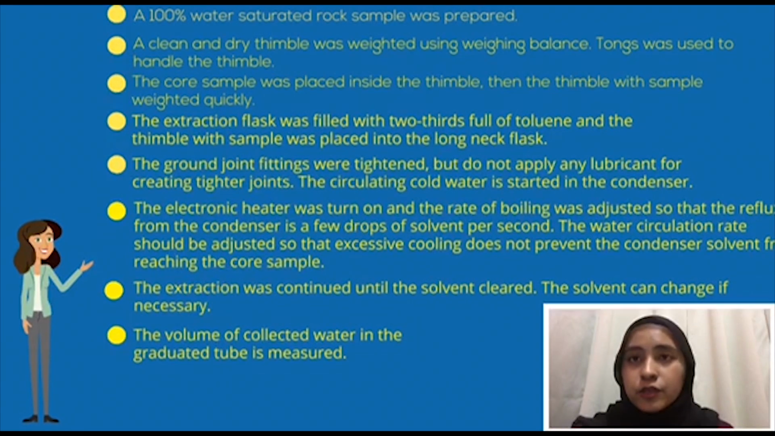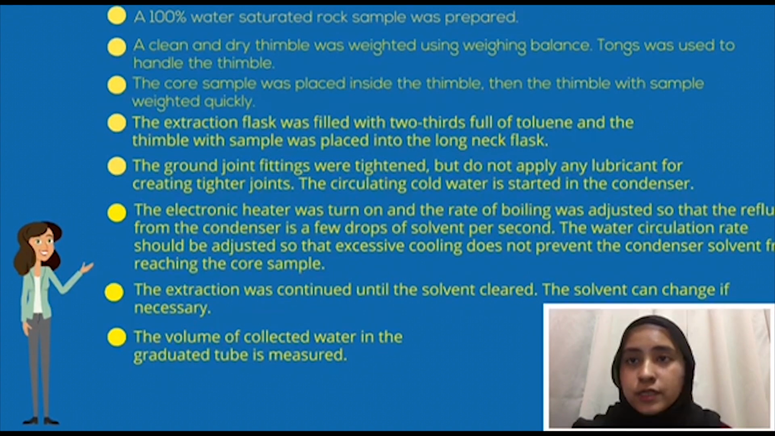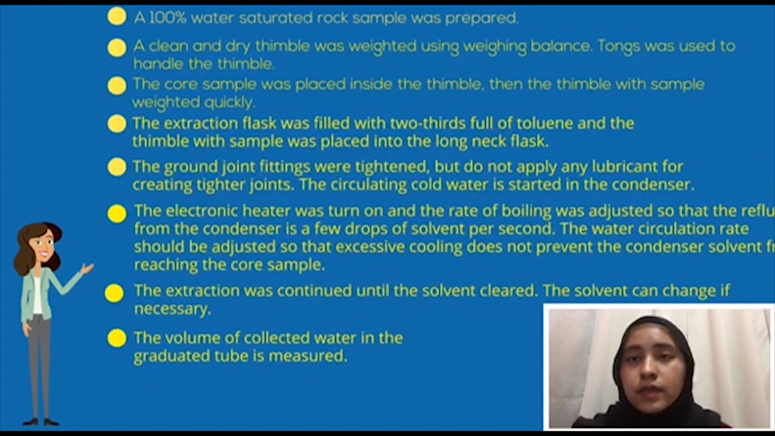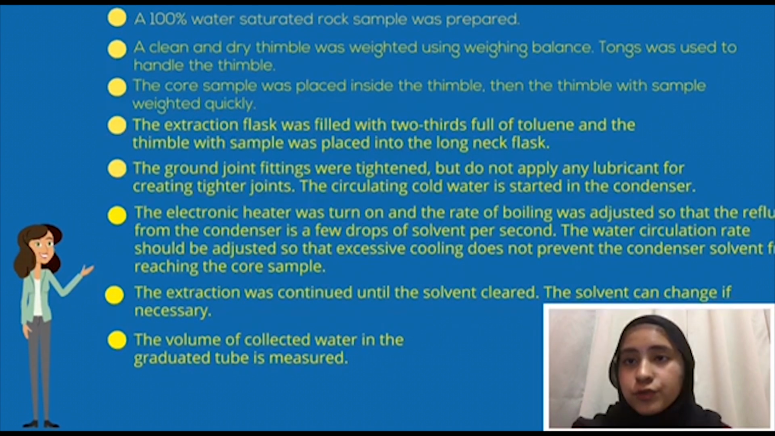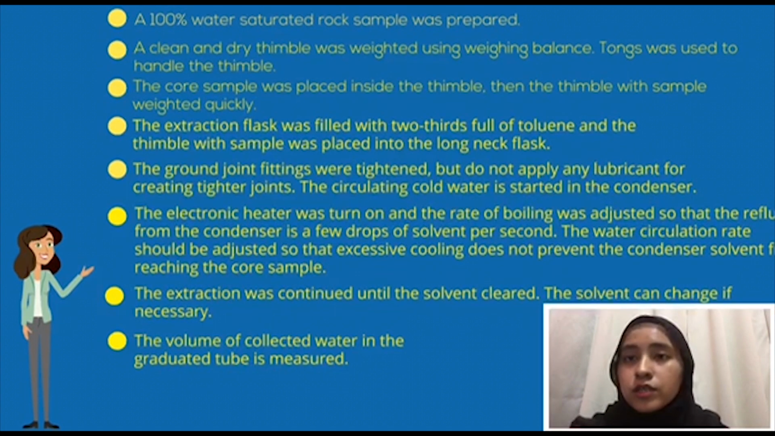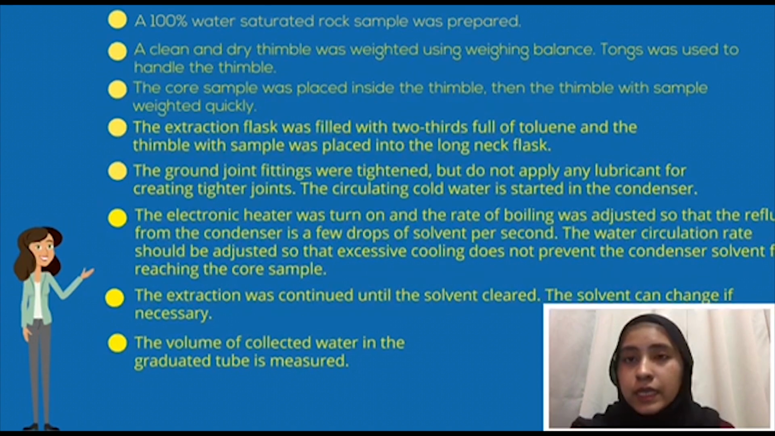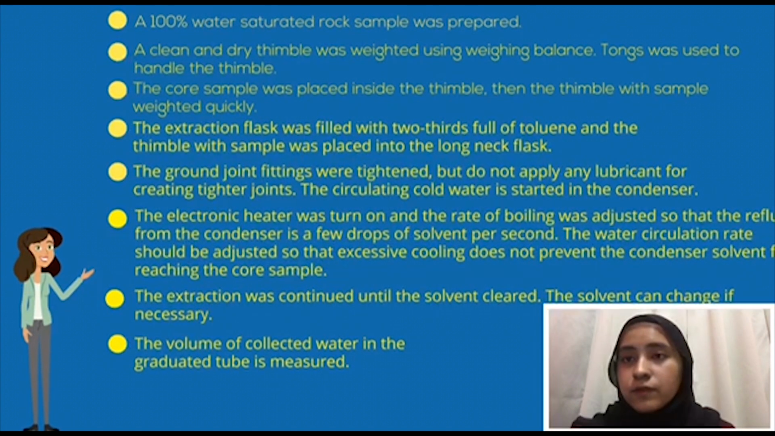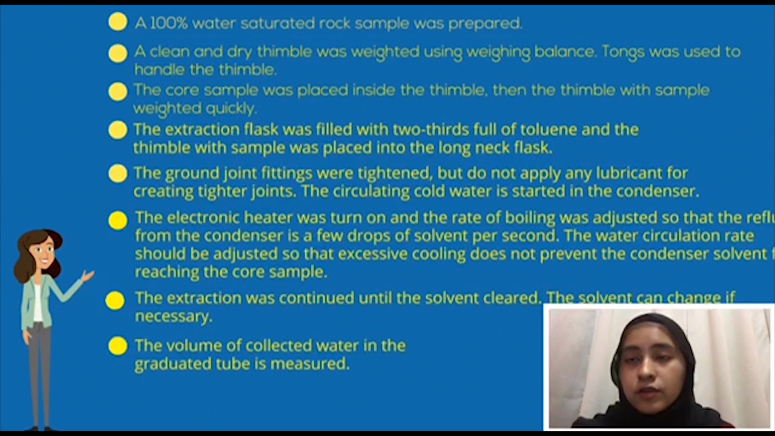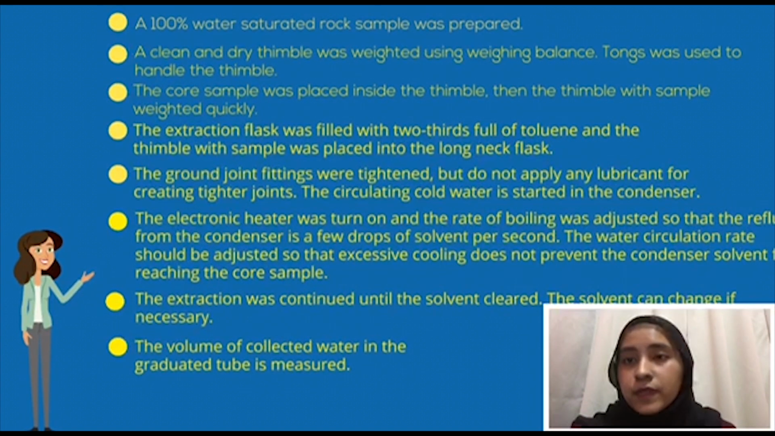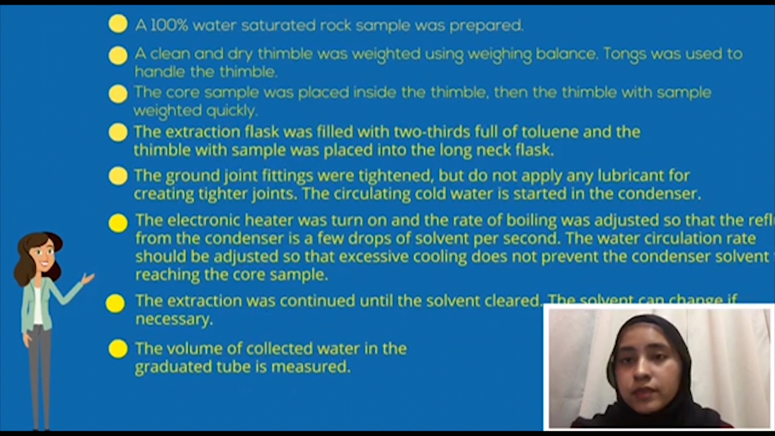These are the methodology to conduct the ASTM method. First, a 100% water saturated rock sample was prepared. A clean and dry thimble was weighed using a weighing balance, and tongs were used to handle the thimble. The core sample was placed inside the thimble, then the thimble with sample was weighed quickly. The extraction flask was filled 2/3 full of toluene, and the thimble with sample was placed into the long neck flask. The ground joint fittings were tightened, but do not apply any lubricant for creating a tighter joint.